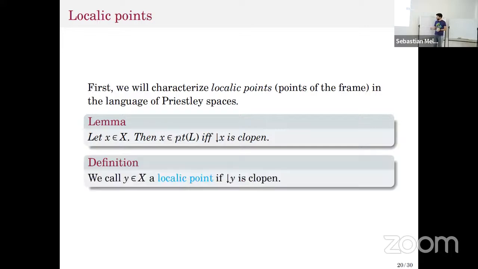I wanted to prove this, but then I was in a bad mood, so I didn't prove it. But if you want to see the proof, I like the proof, but there are some steps. So we call these points that satisfy this condition localic points. Because for me, I don't really want to talk about frames all the time. I don't want to call them completely prime filters. I just want to think of points of my space and special points of my space.